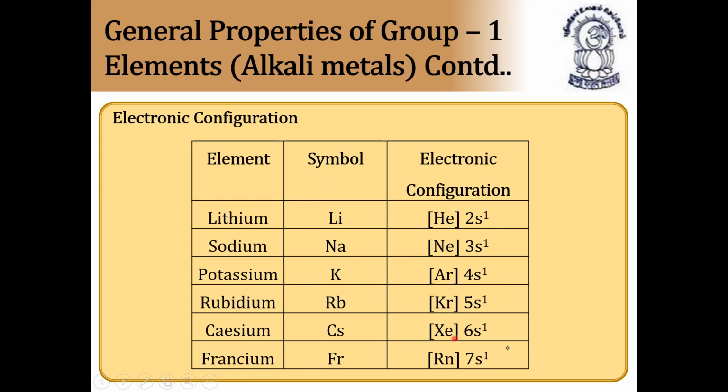Once they lose one electron, they can attain their nearest inert gas configuration. If lithium loses one electron, it will attain helium configuration. If sodium loses one electron, it will attain neon configuration. If potassium loses one electron, it will attain argon configuration. Similarly, if rubidium loses one electron, it will attain krypton configuration. Like this, it goes on. So this is the electronic configuration of the first group metals, that is, the alkali metals.